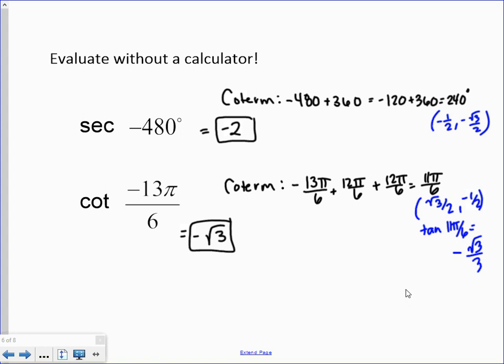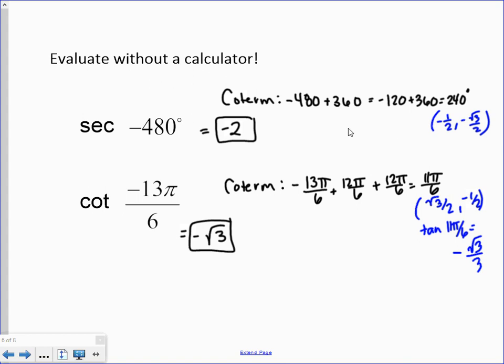Coterminal of what? Yes. So the tangent of 11 pi over 6 is negative square root 3 over 3. So if you do the reciprocal, it is negative square root 3. Anything else?